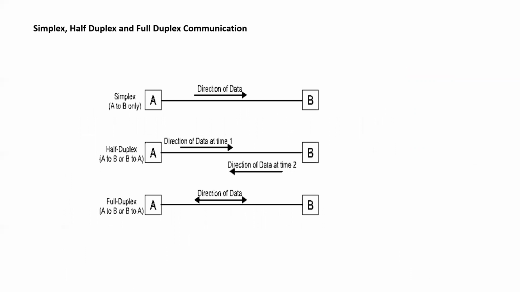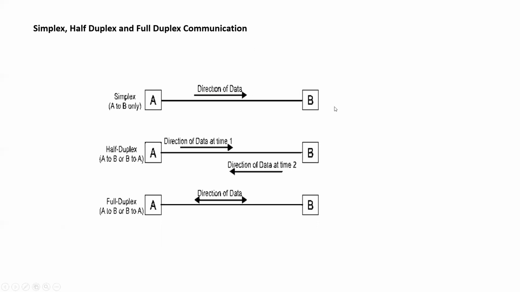Simplex is the simple configuration method. Here only one of the communicating devices can send data. Here is the direction of data. A is transmitting the data to B, and what will be the work of B? B will only receive the data. The flow is from A to B.